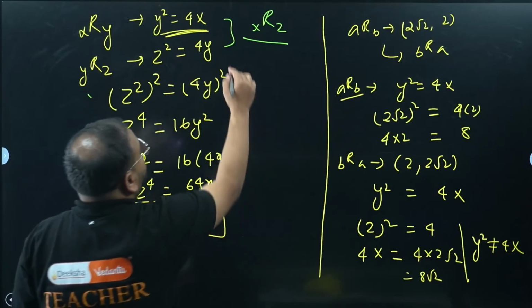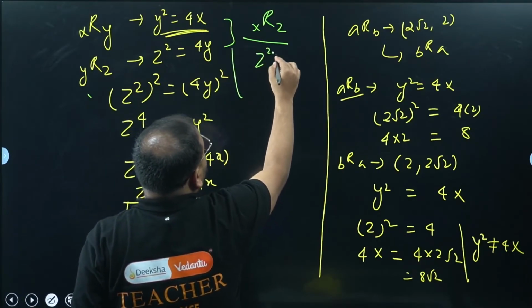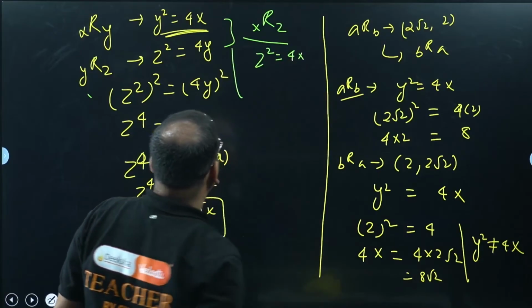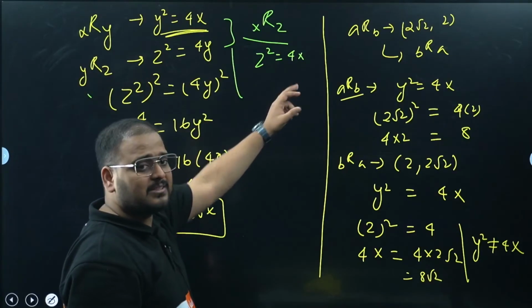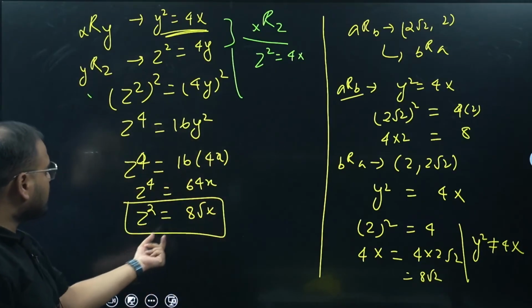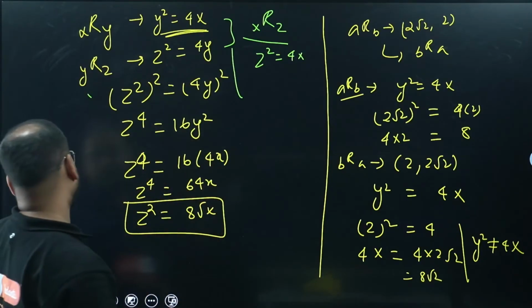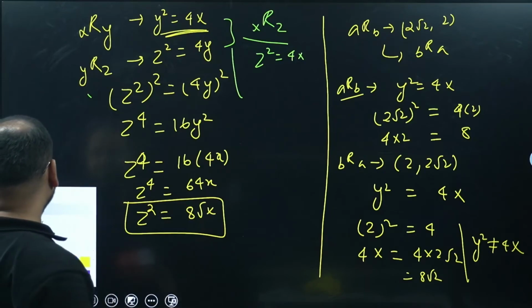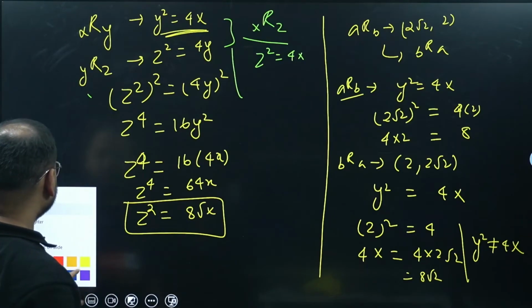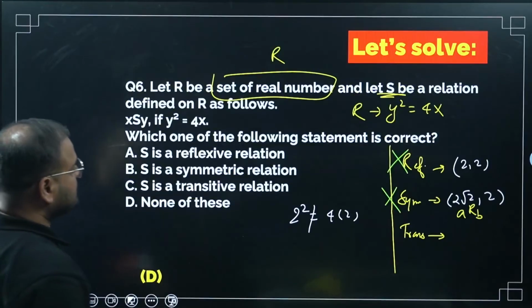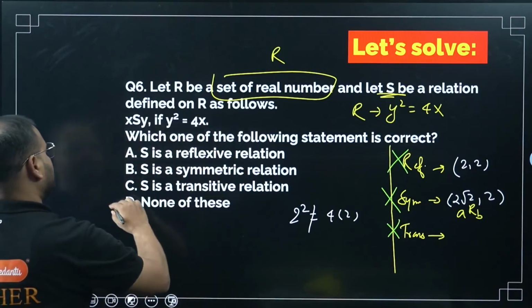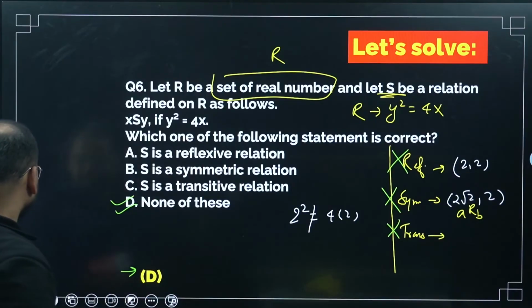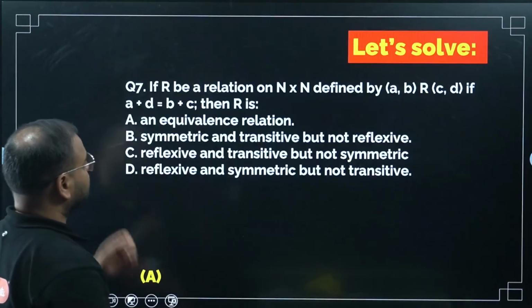No, sir. You actually wanted z square equal to 4x, right? For this to be transitive, this has to be z square equal to 4x. But what we are getting is z square equal to 8 root x. Means transitive is not possible, sir. So what do I get? Neither of these. So option D. Easy, very easy. Okay, moving on.